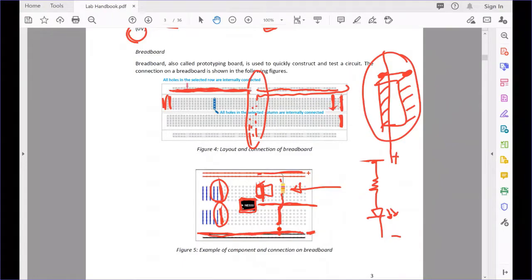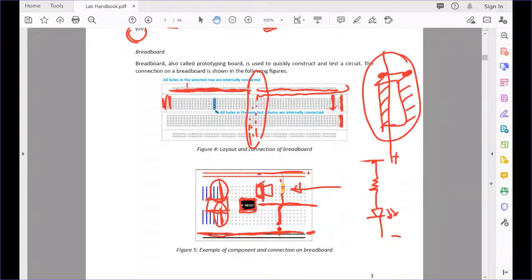So this must be avoided. Remember, whenever you put an IC, you must put it at the center to separate the two sides of the legs so that they won't be connected to each other. These are some basic principles of using the breadboard and how you connect all those ICs.